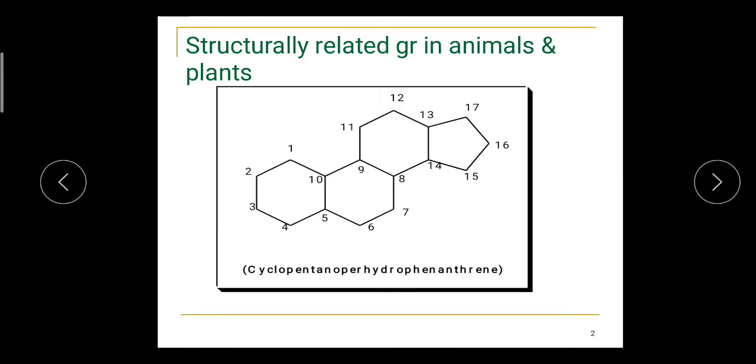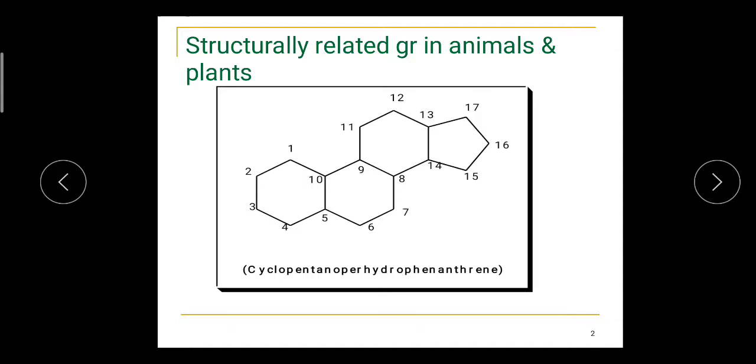So this is the basic structure of the steroid, and these steroids are widely distributed in animals and plants. For example, the steroidal nucleus is present in cholesterol, ergosterol or bile acids. Now this basic structure of steroids is called cyclopentanoperhydrophenanthrene. It consists of 4 rings.